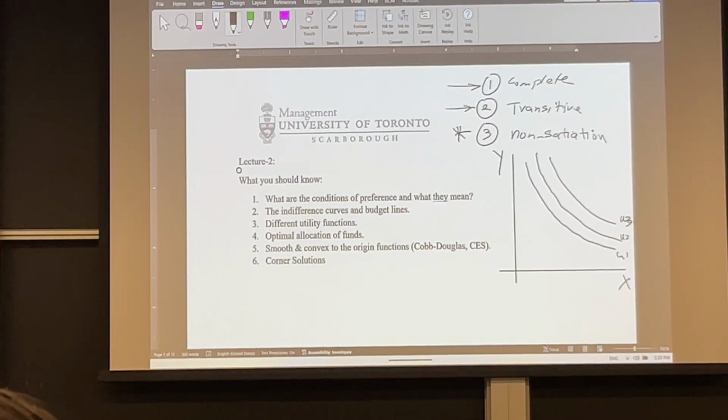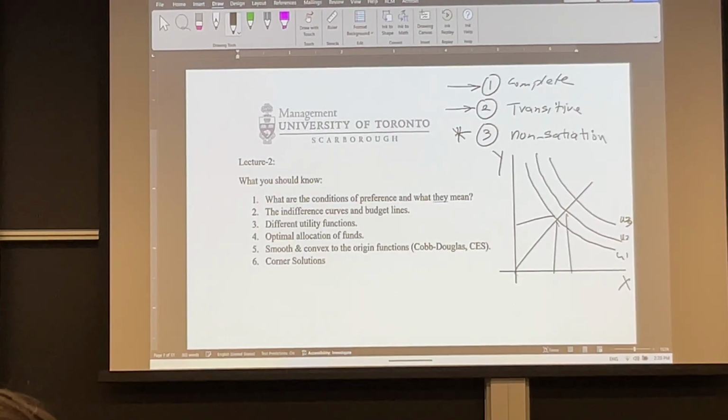Yep. Non-satiation, to the right you get more of both. That should make you happier, right? So if you go from here to here, you get more of both. That should make you happier. So indifference curves to the right give you more happiness, right? Make sense?